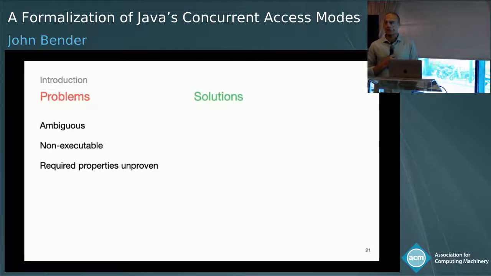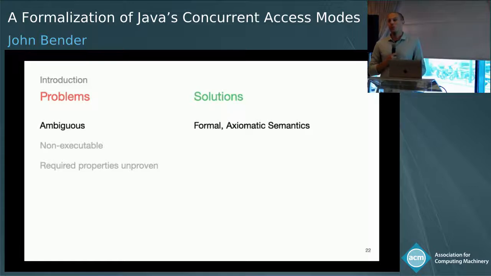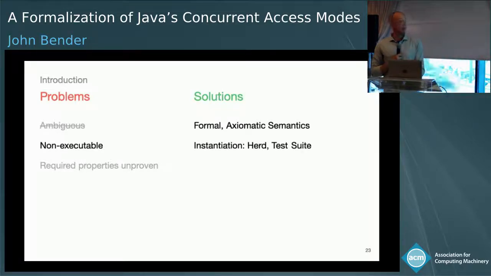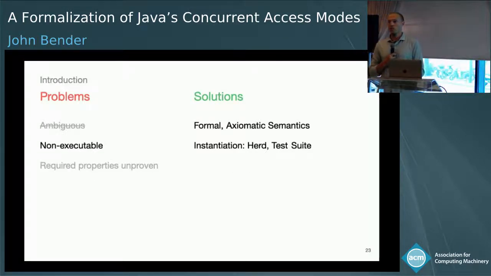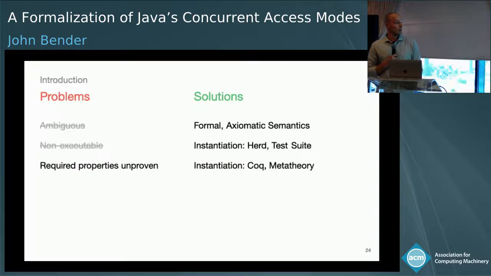So our work provides solutions to these problems. We provide a formal axiomatic semantics for the specification, which is obviously not ambiguous because it's formal. We have an instantiation of the semantics using a tool called herd, which allows us to execute small programs exhaustively and then consult our model to see if any of the executions are possible under our model. And along with that, we created a fairly large test suite of programs, which we'll talk about. And then to address the fact that there are these unproven properties, we also formalized our model, or instantiated our model, in Coq, and then built a meta theory around it.